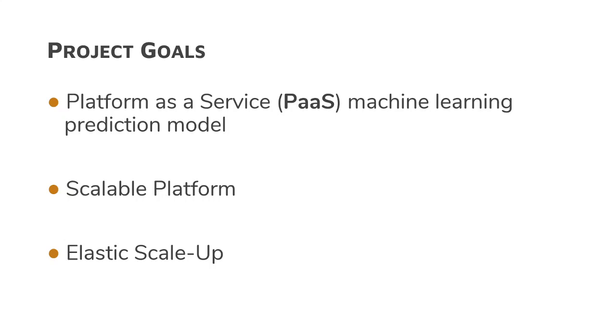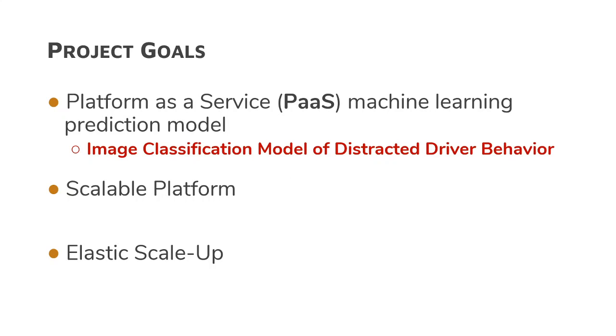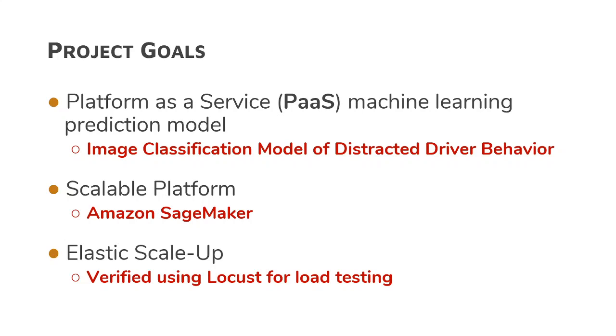There are three main goals for our project. Develop a platform-as-a-service machine learning prediction model on a scalable platform that exhibits elastic scale-up. We've already discussed the model we created and the platform that we used. For elastic scale-up, we verified this by performing a load test of the deployed inference endpoint using the Locust open source tool.